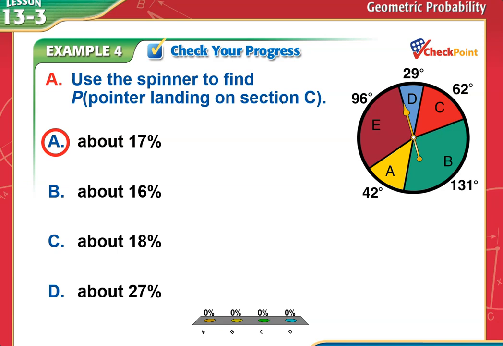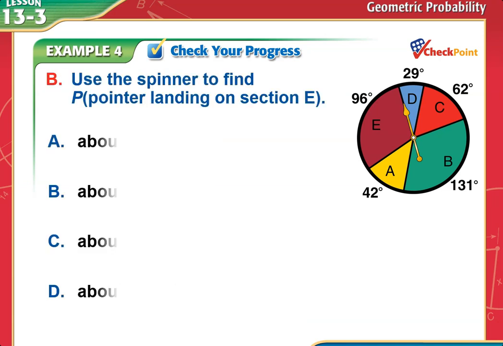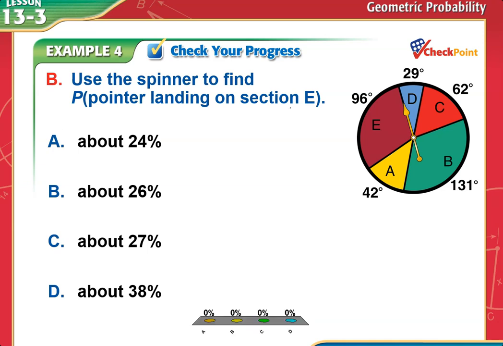Okay, one more. Check your progress. What's the probability of landing on section E? Go ahead and pause your video. Good, you have 96 degrees, right? 96 degrees divided by the 360, and 96 divided by 360 ends up being 0.266, or about 27%.